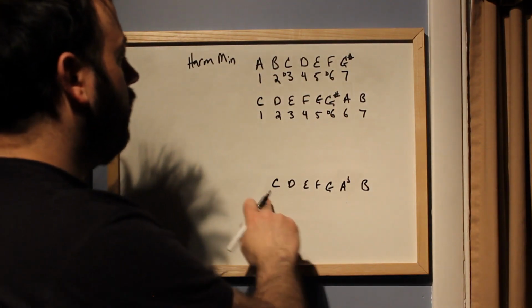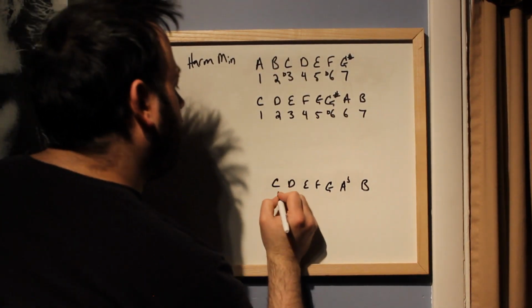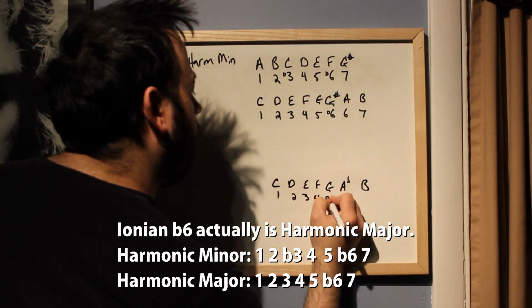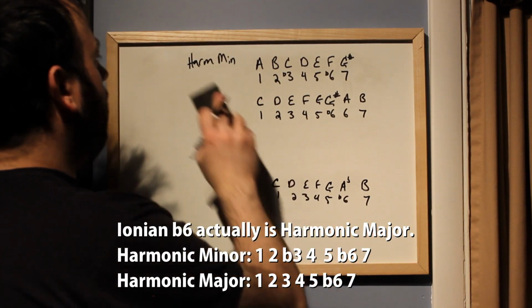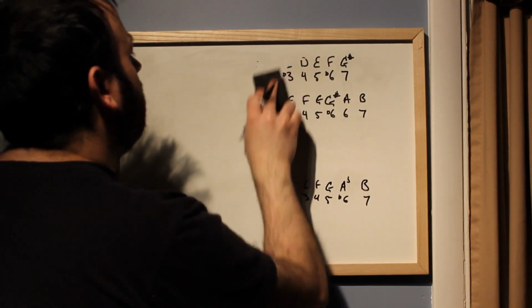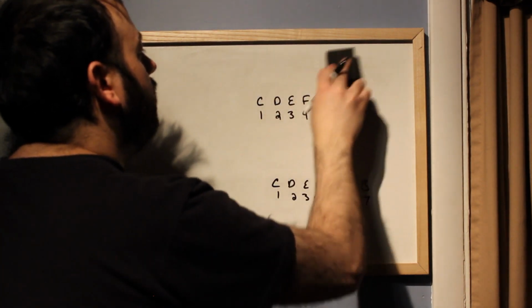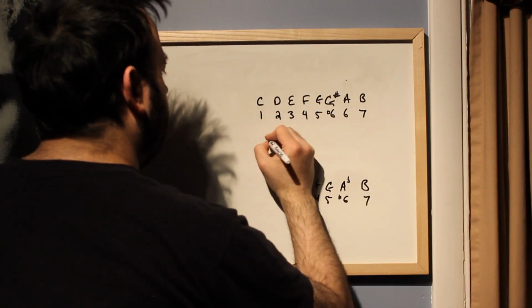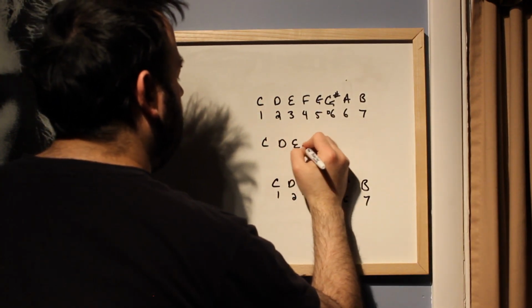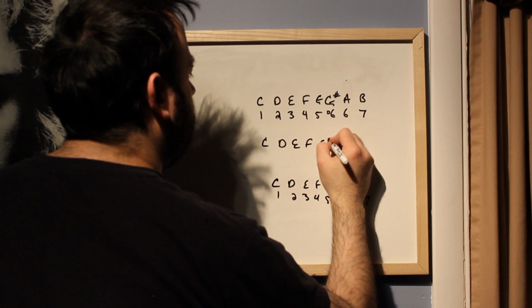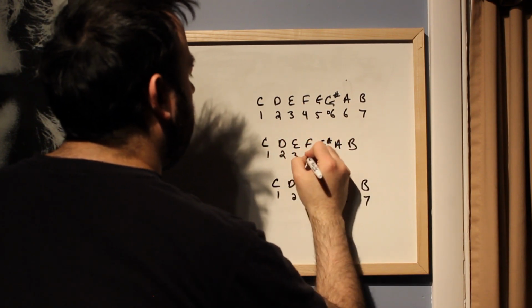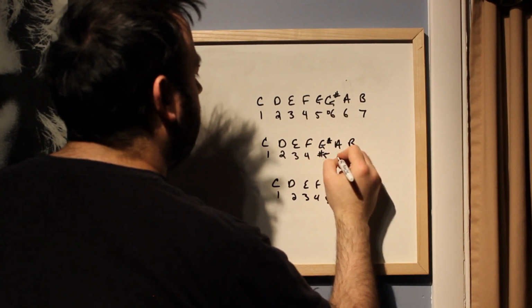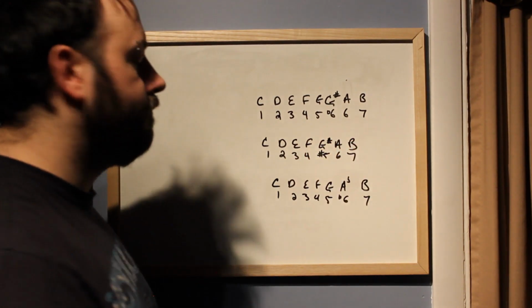This mode is Ionian flat 6: 1, 2, 3, 4, 5, flat 6, 7. And now the harmonic minor one, as I said before, if we start on C, is actually Ionian sharp 5: C, D, E, F, G sharp, A, B. 1, 2, 3, 4, sharp 5, 6, 7.